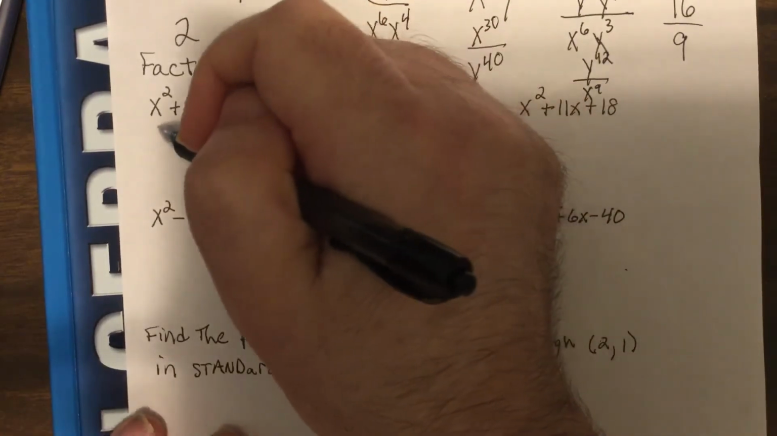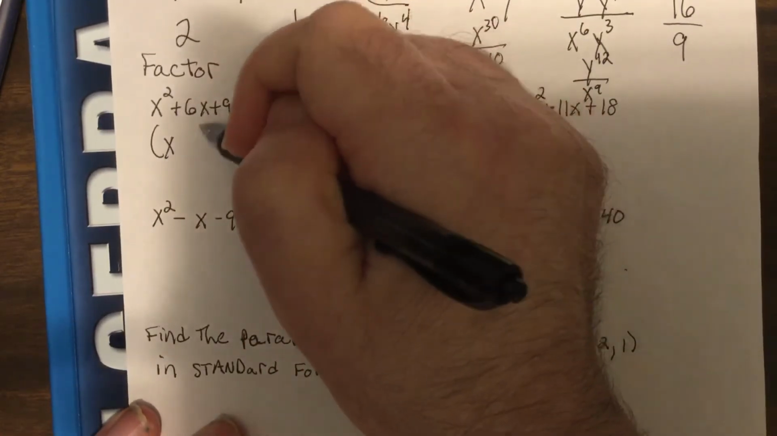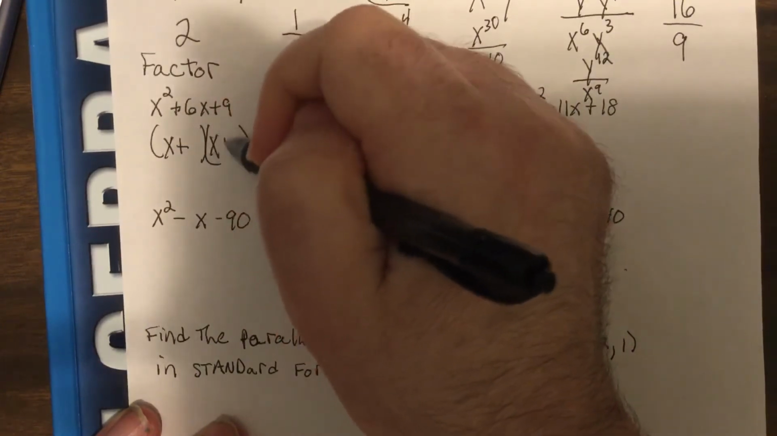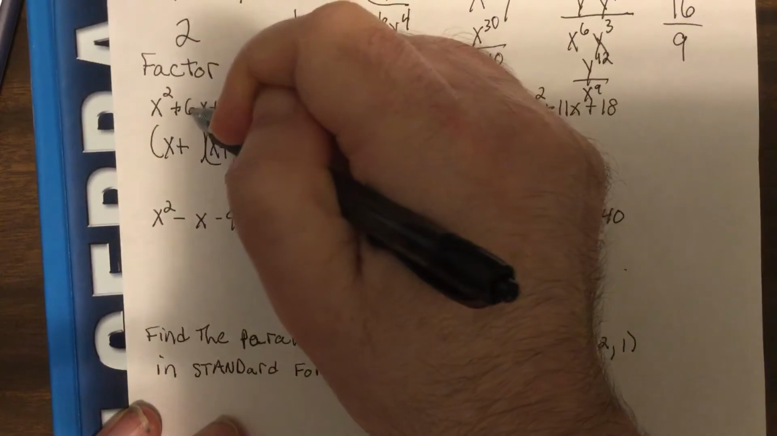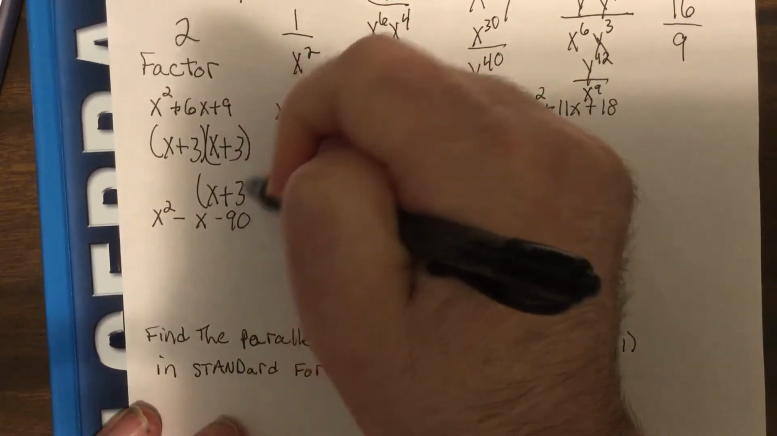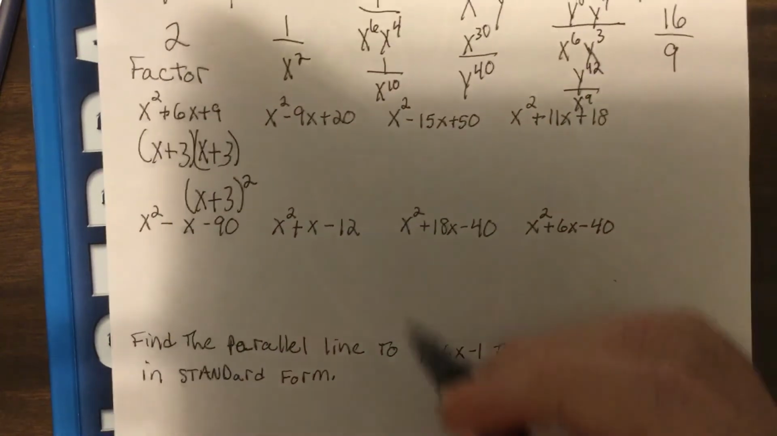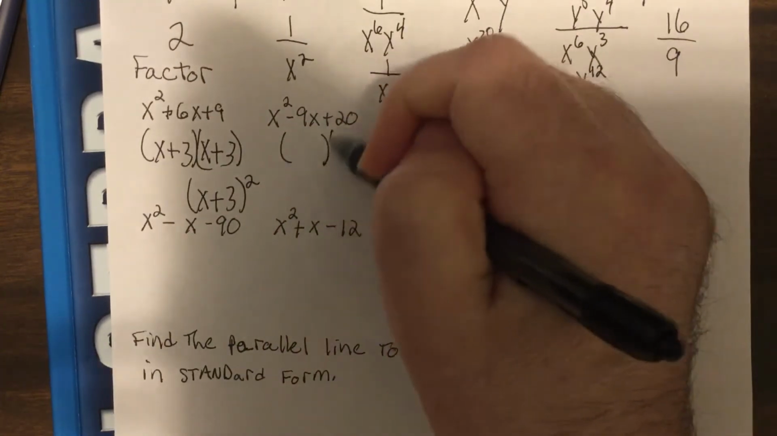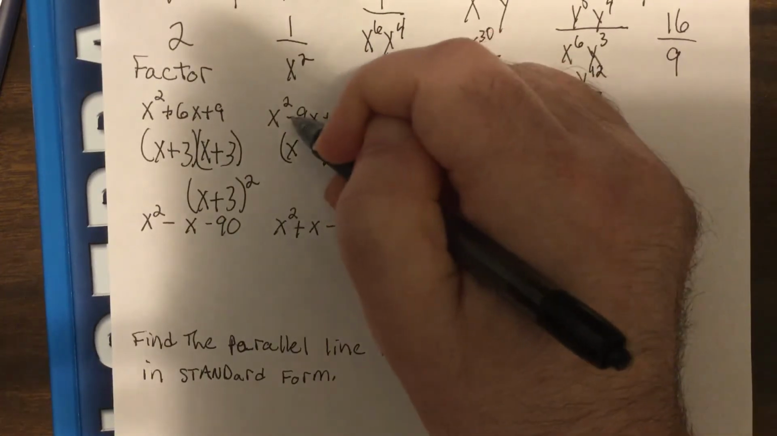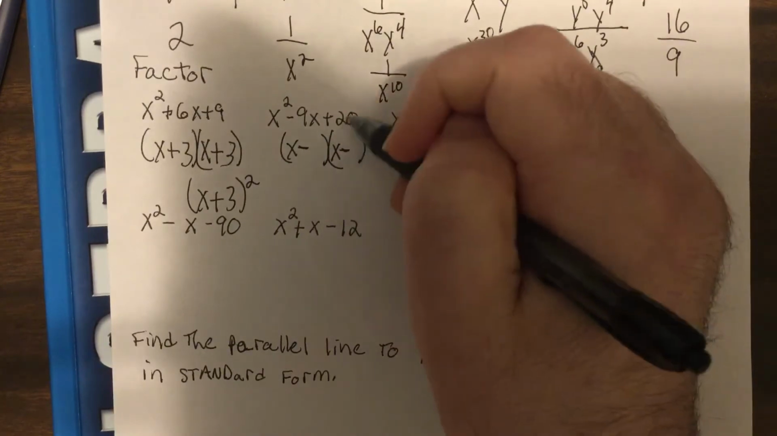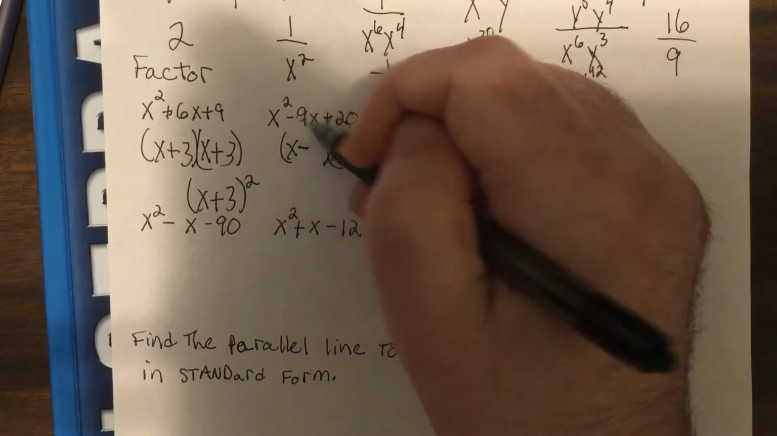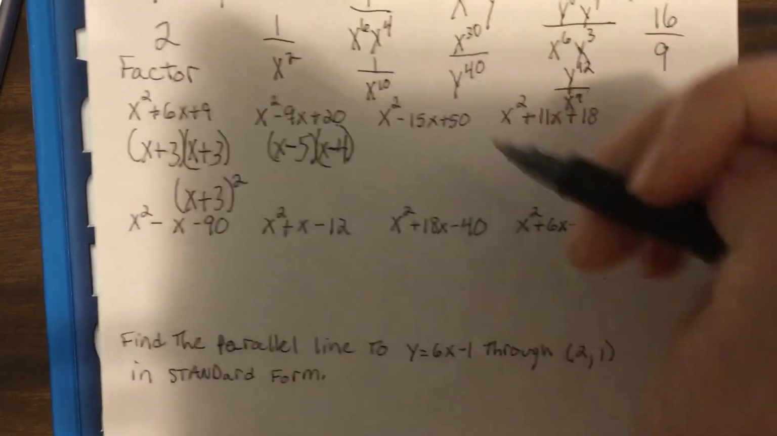Okay, so this is x, last term's plus, so both signs are the same as the middle, so it's plus x plus. What are the factors of 9 that add up to 6? It's 3 and 3. So we write that twice as a square. This one, okay. So x squared be x and x. Last term's plus, so they're both same as the middle, which is minus minus. And what do you multiply to get 20 but you add to get 9, and that's 5 and 4.